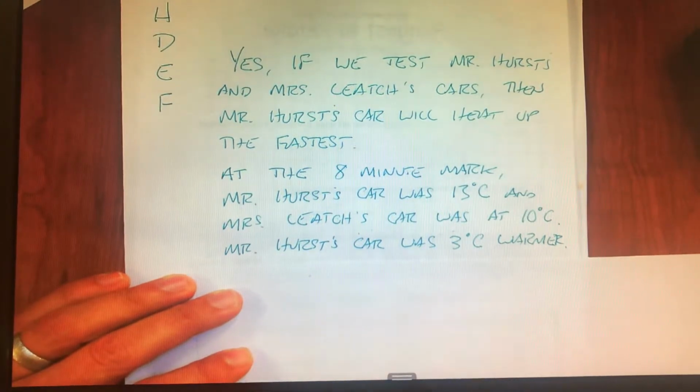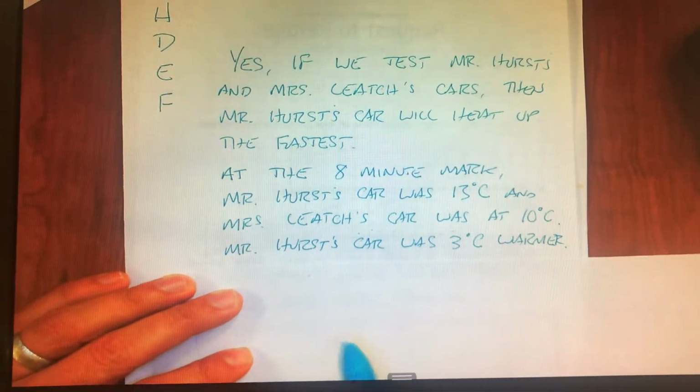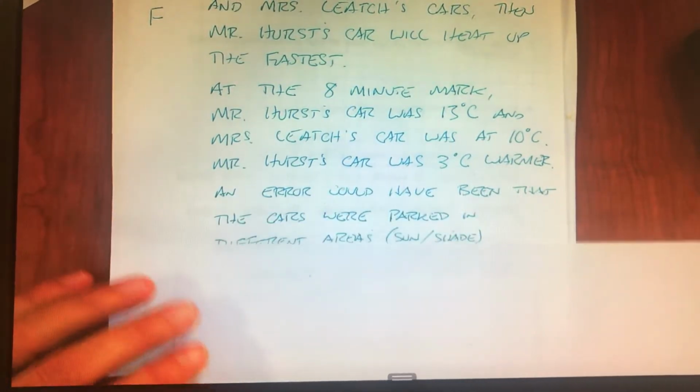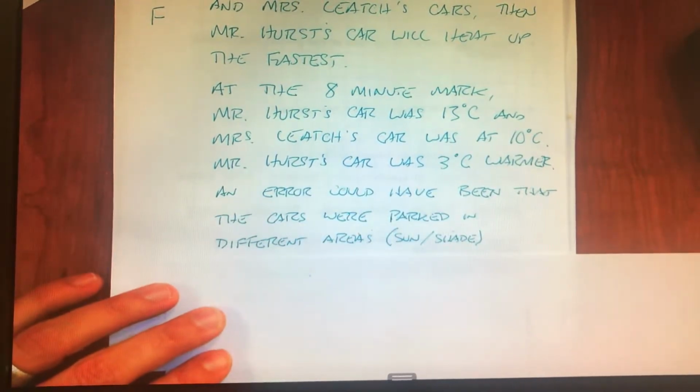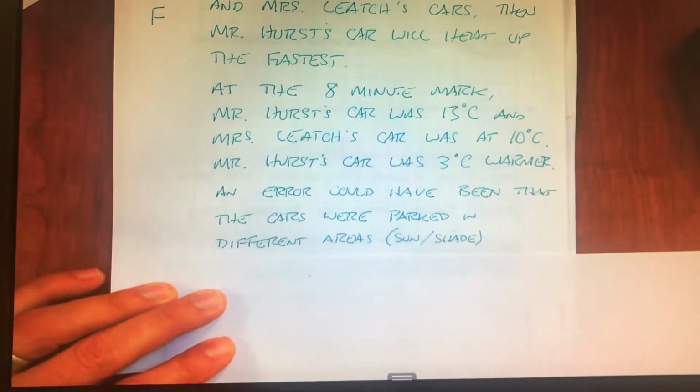Error. There's all kinds of different error. Remember, error is not human error. It is something that should have been a constant that was not. So in this case, I thought an error could be that maybe you parked them in different places, and one was sitting in the sun, one was sitting in the shade. That's a possible source of error. Again, something that should have been a constant but wasn't.